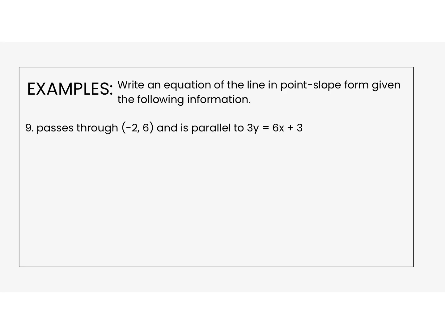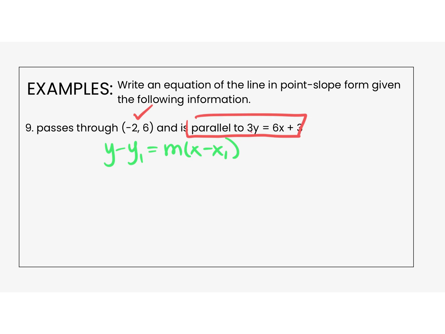Okay, so now in this example, we're going to write the equation of a line in point-slope form given the following information. So remember, point-slope form is y minus y1 equals m times x minus x1. And to be able to do this, I need the slope, which I don't have currently, and a point, which I do have, the point. So what I need to do is take this information and figure out what slope I'm going to use for that equation.